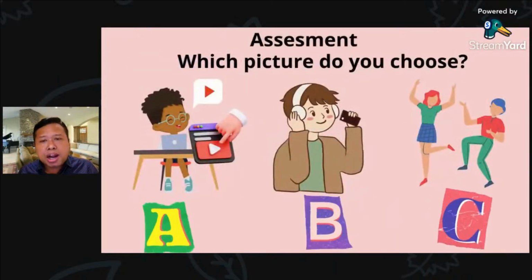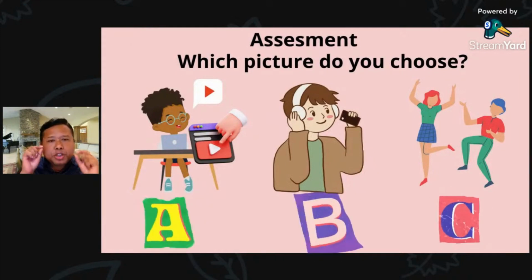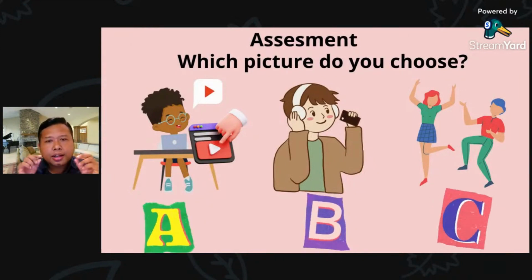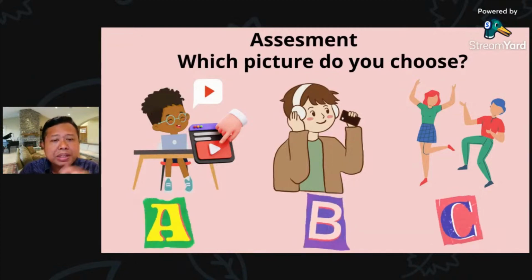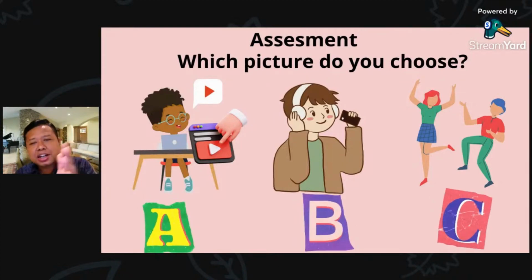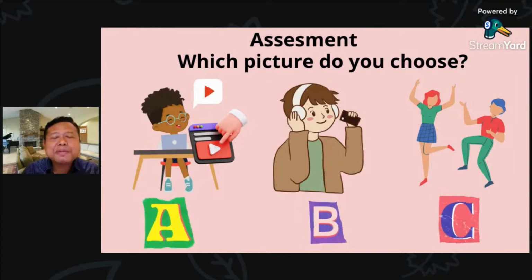Before we start our lesson today, please choose the pictures here on the screen. You choose picture A, Bagus, picture C, and Lucy, picture B. Okay, thank you very much.